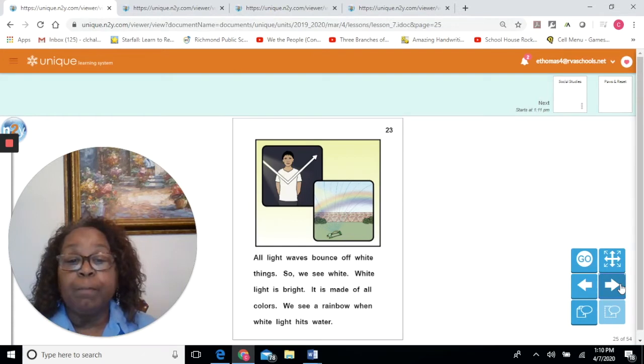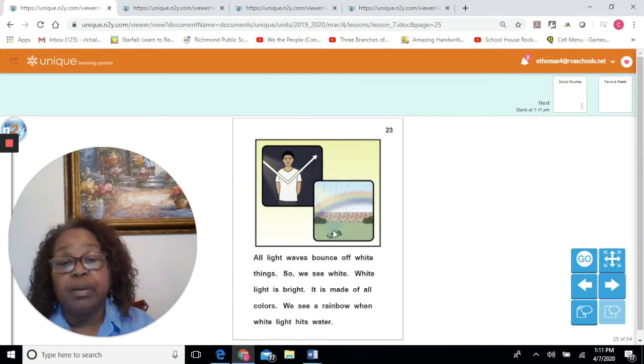All light waves bounce off white things. So we see white. White light is bright. It is made of all colors. We see a rainbow when white light hits water. So the light, which is white, hits the t-shirt and it bounces off of it, and the color reflects as white. Here we have the water sprayer hitting the light. When the water hits it, it breaks into colors.